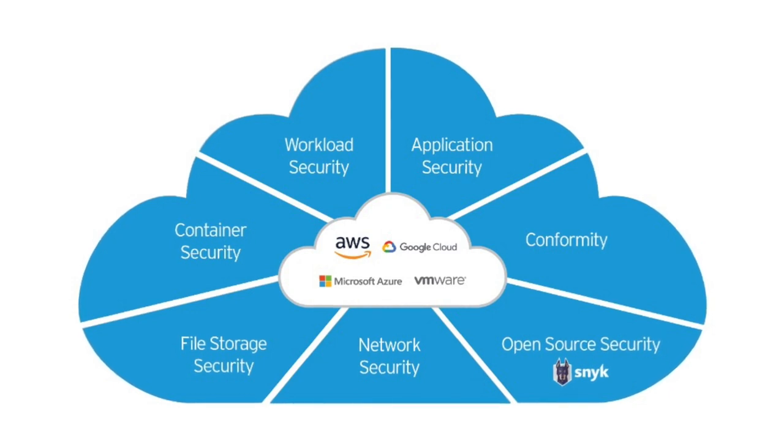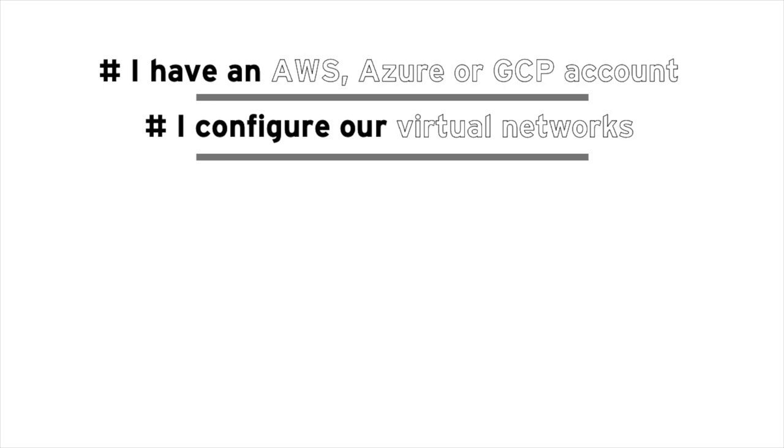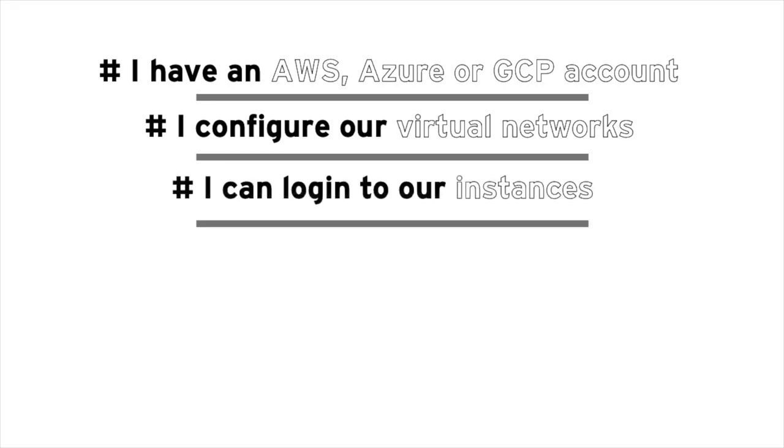Here's a quick way to figure out where to start. If you have an AWS, Azure or Google Cloud Platform account, Conformity regularly checks your settings to make sure that things are what you expect. If you're responsible for configuring virtual networks, network security looks at virtual network traffic to ensure that it's what you expect and not malicious. Responsible for instances, workload security provides both detection and prevention controls to make sure that only what you want runs on your instances.